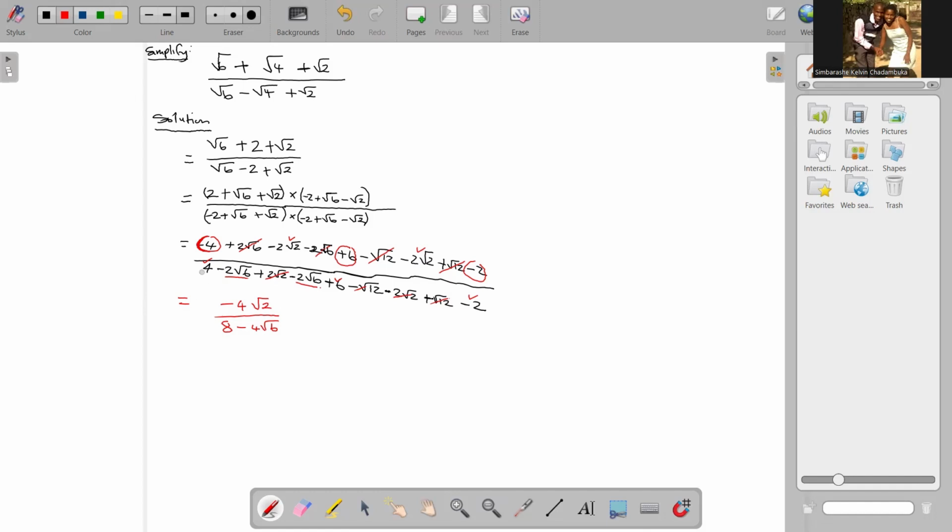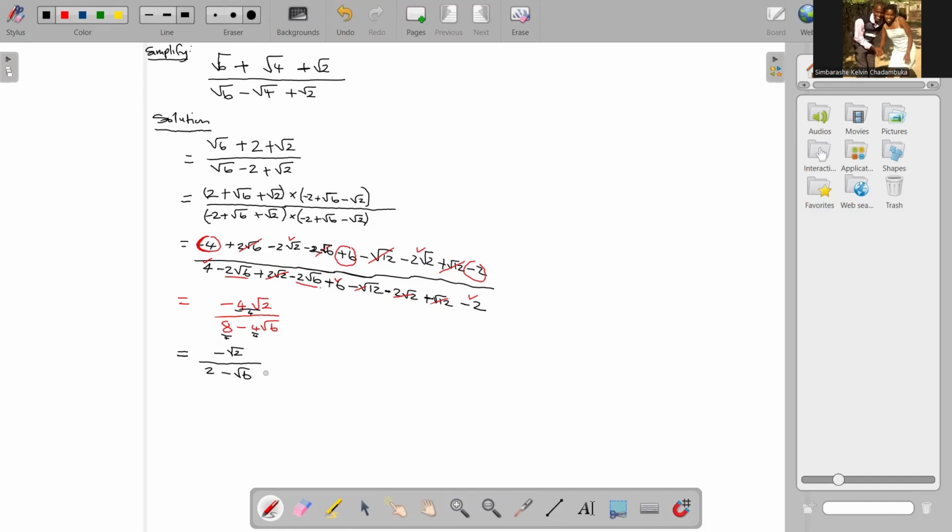If you divide the numerator by 4, let's go back to our black ink. If you go and divide our numerator by 4, we are left with a negative root 2 all over. You divide our denominator throughout by 4. So if you divide there by 4, we are left with a 2. If we divide here by 4, we are left with a negative root 6.